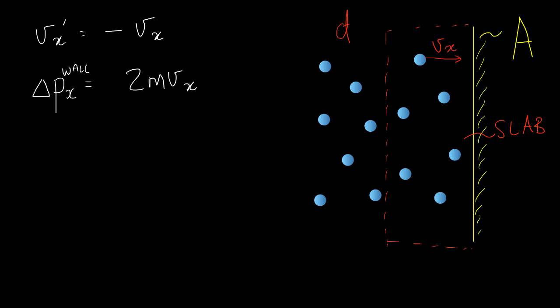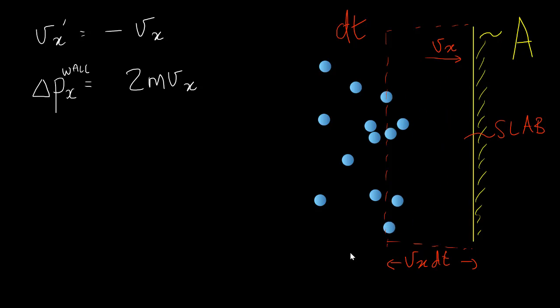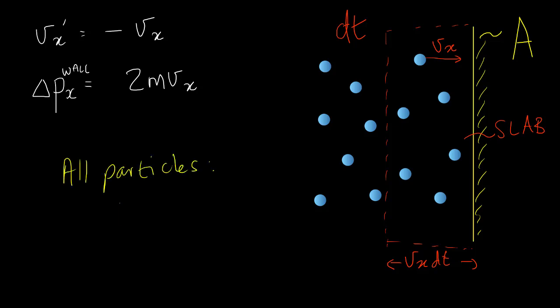Since all of them move to the right at approximately Vx, they lie in a slab with the area A of the wall and of thickness Vx dt. We say that the slab is swept against the wall. The volume of the slab is A Vx dt, and the particle density in the gas for all particles, not just the subpopulation, is n divided by V, in particles per unit volume.